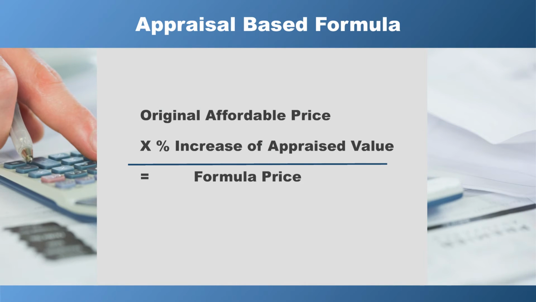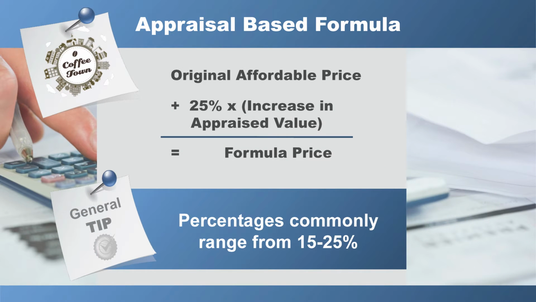The appraisal-based formula takes a different approach. You still begin with the affordable price the homeowner initially paid when they purchased their home, but this time you add to that number a percentage of the increase in appraised market value of the home over time. Our CDC in Coffeetown has chosen the following formula. The original affordable price plus 25% of the increase in value, which is calculated by subtracting the original appraised value from the current appraised value.